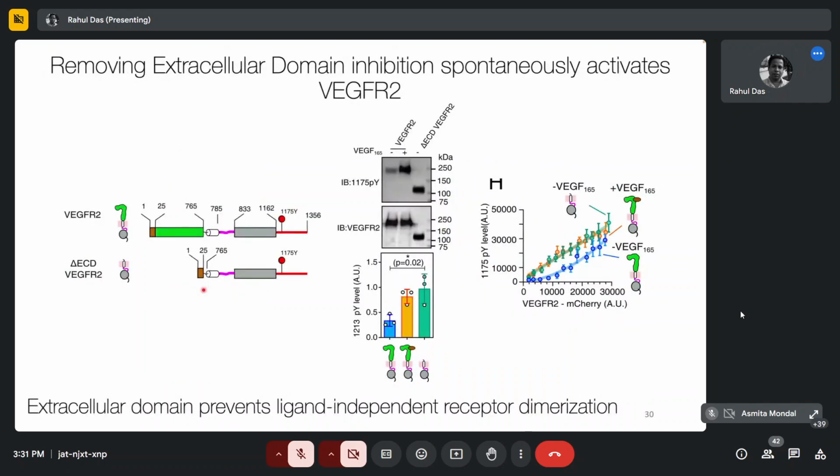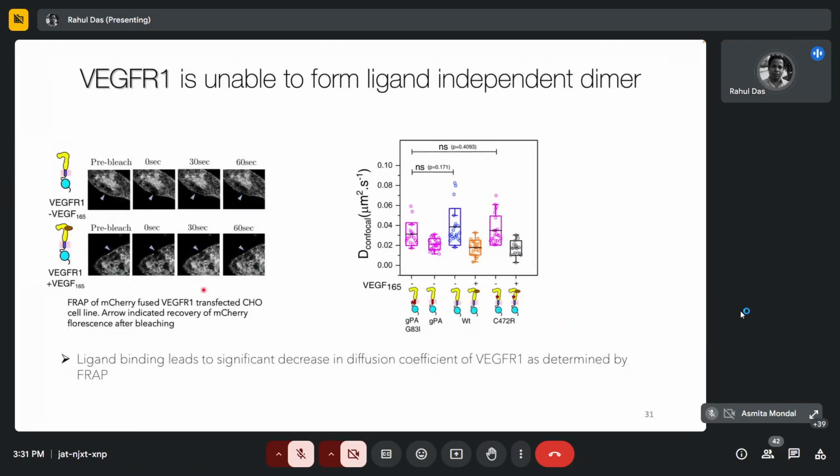Now, for VGFR1, what we find, I'll just go to this, is that in absence of ligand, unlike VGFR2, VGFR1 does not dimerize, and it does not show any propensity to dimerize. So this is one reason why this molecule cannot be activated even at a very high receptor density.